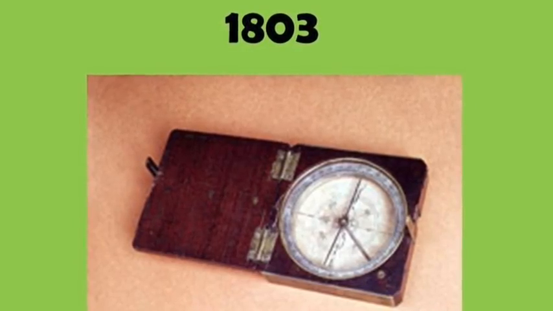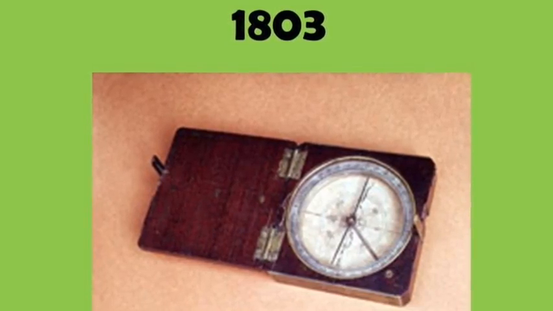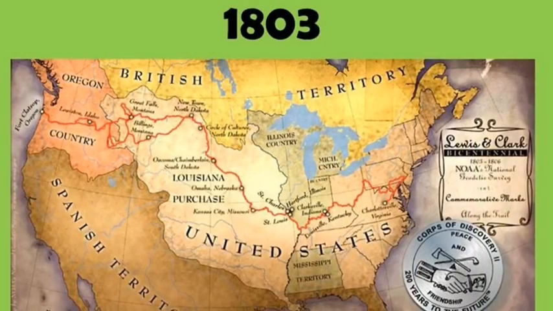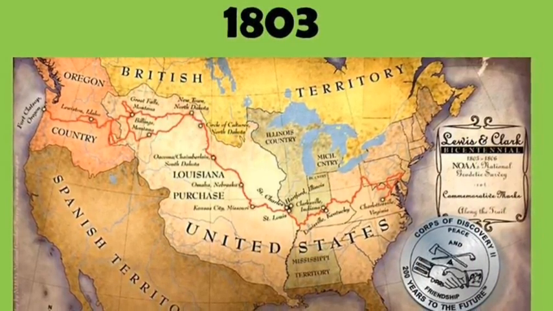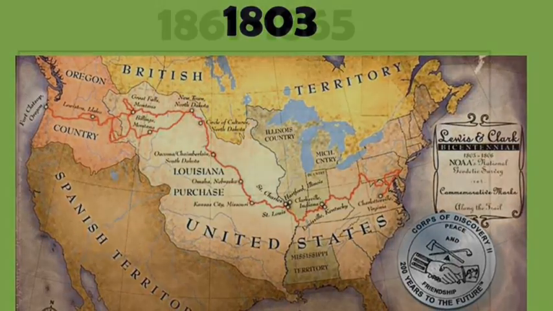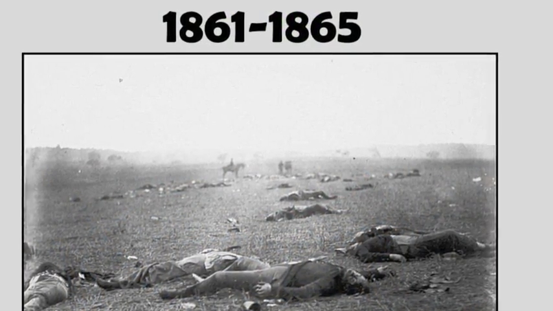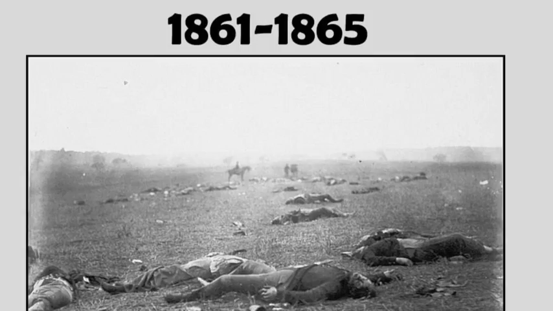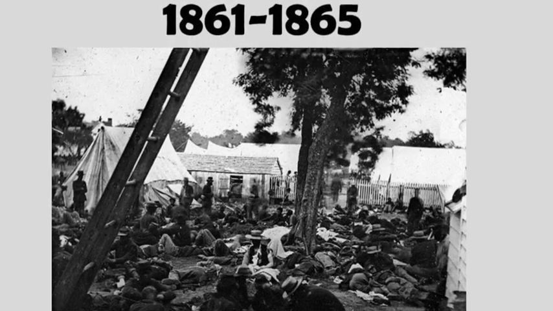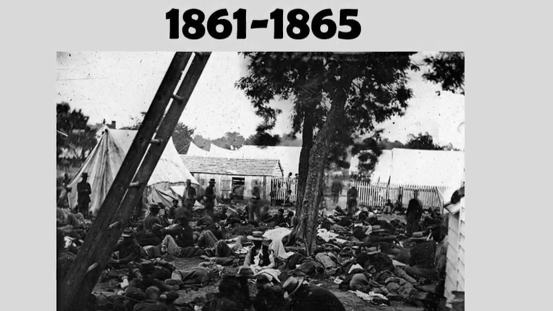The major date when it comes to studying the growth of the United States is 1803, and that was when we purchased Louisiana from the French for $15 million. And then the final 2 dates that you need to know are 1861 to 1865, and that is the beginning and the end of the Civil War, the bloodiest war in the history of the United States.